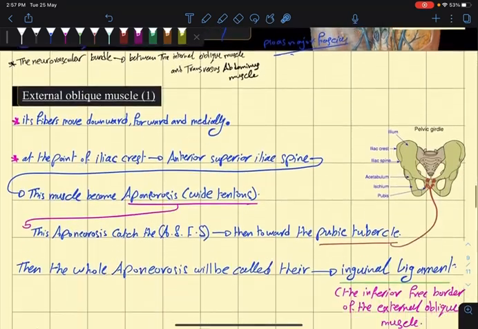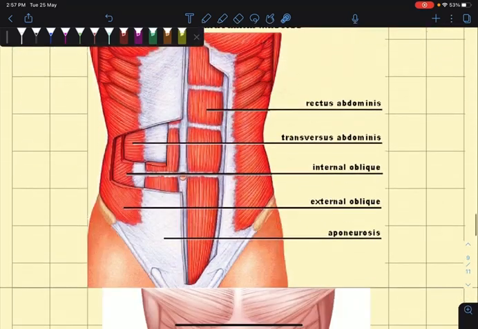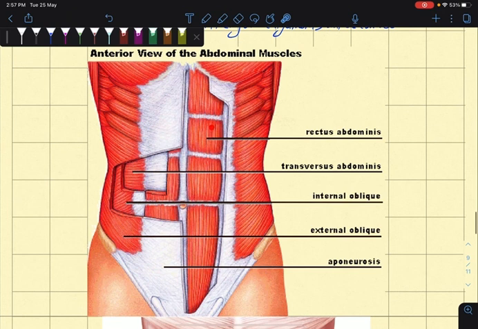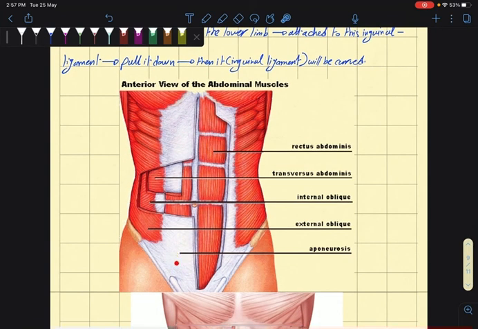we covered everything here and here. This is the rectus abdominis. This is the transversus abdominis. This is the internal oblique and this is the external oblique. هاي الأبونeurosis of the external oblique اللي بتنزل تسوي لنا inguinal ligament here.